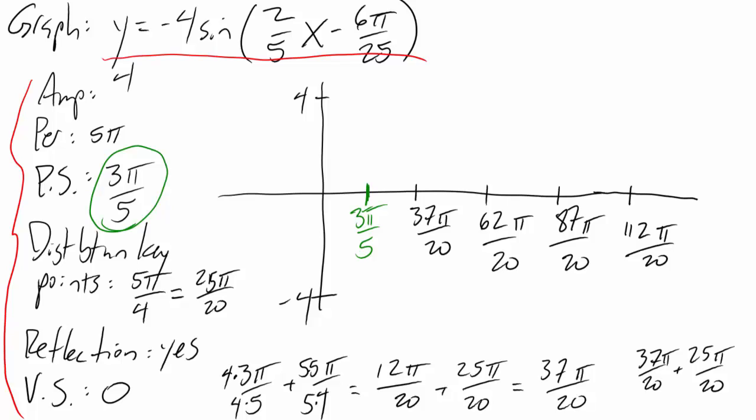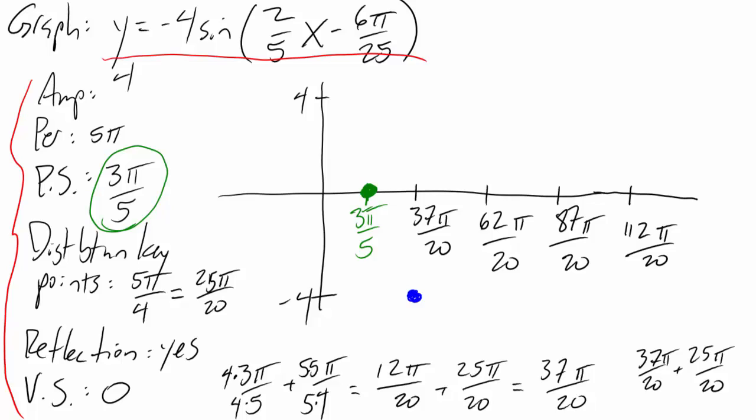But honestly, I just feel that's going to get in the way here. So we'll start with our default position at sine, which is at the center line, in this case 0. Now, because we have that reflection, our next point is going to be down here at our minimum value of -4. So we have 37 pi over 20, -4 there.